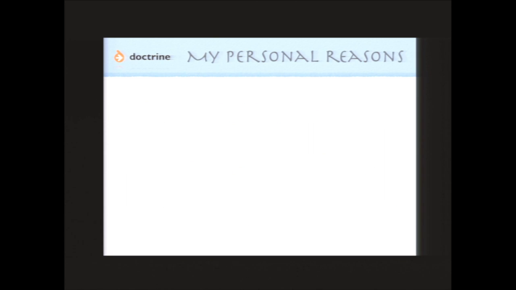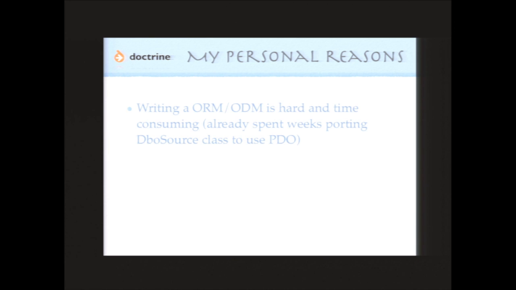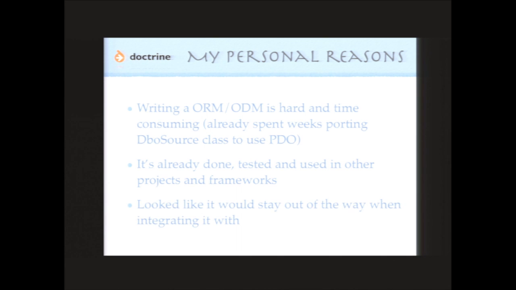So actually my personal reasons for choosing Doctrine are that I didn't want to write another ORM or ODM. An ODM is an object document manager, because it's very hard and it would really consume my time. I already spent about a month migrating all drivers to use PDO in CakePHP, and I know the huge effort it takes to write an ORM. So it's already done. Why should I do it again? There are tons of projects already on GitHub. Why should I have mine? And as it could potentially take any type of object to be saved, I thought it could stay out of my way to implement what I wanted in CakePHP.